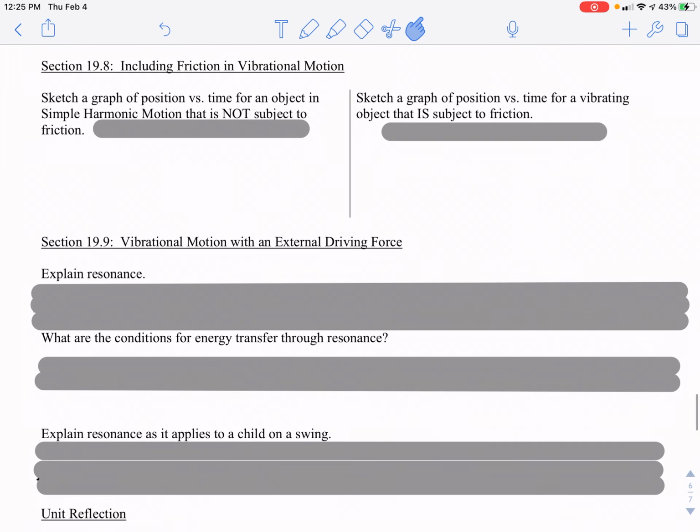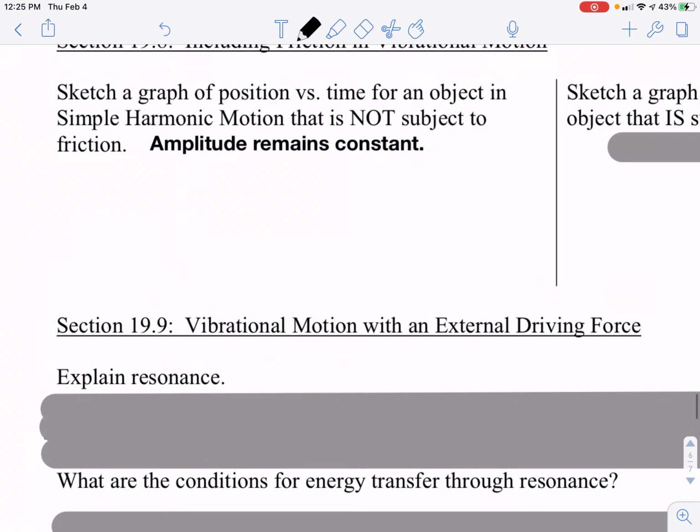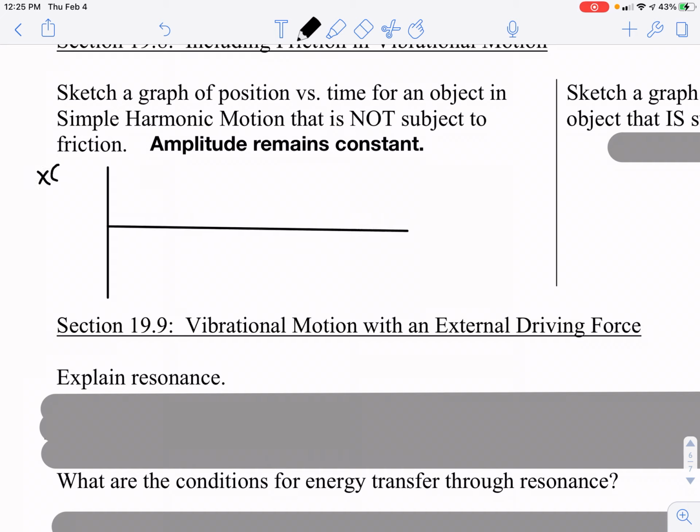Go ahead and turn to the last page 6, section 19.8, including friction in vibrational motion. Sketch a position versus time for a function in simple harmonic motion that is not subject to friction. Well, this simply put would be one in which the amplitude remains constant. So make a position time graph as a sideways T. Position in meters, time in seconds. We're going to go ahead and mark off a mark here for T. That's one completion of a cycle, meaning T means period, capital T.